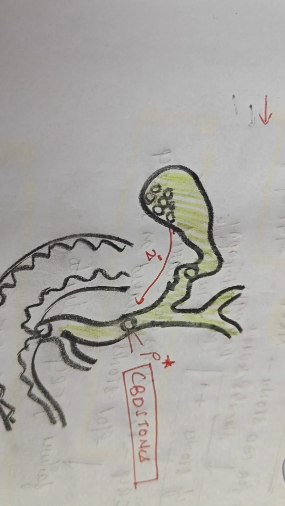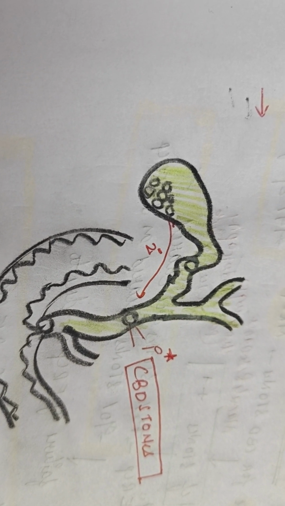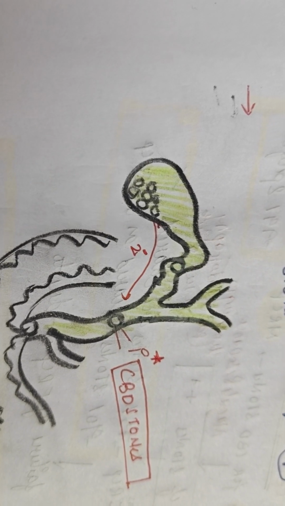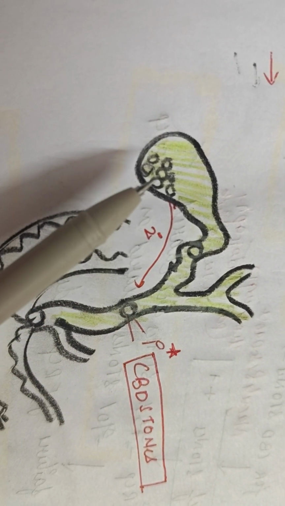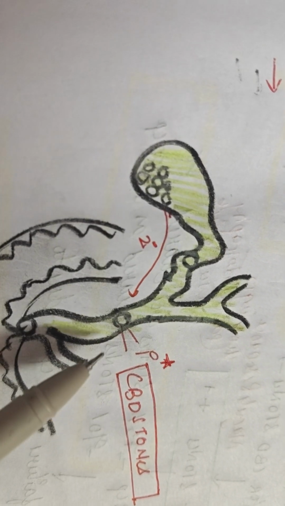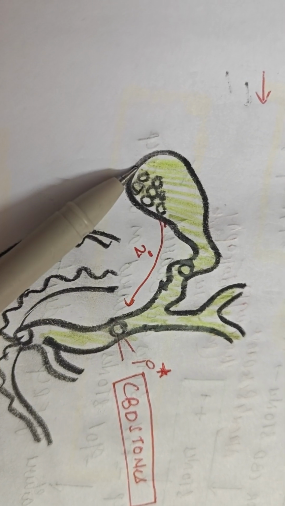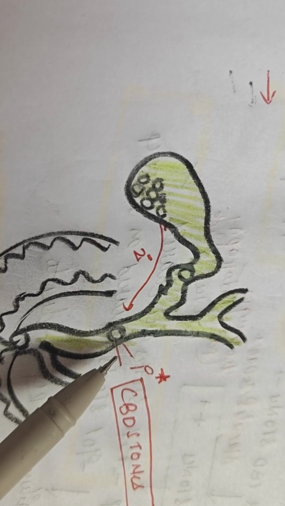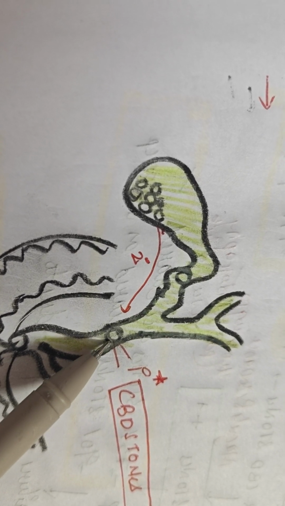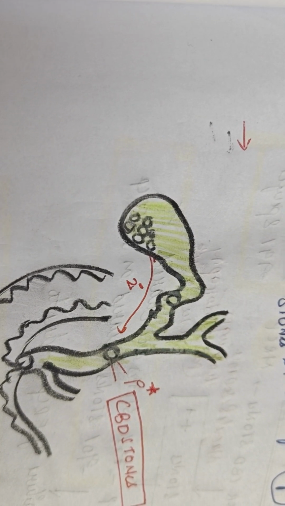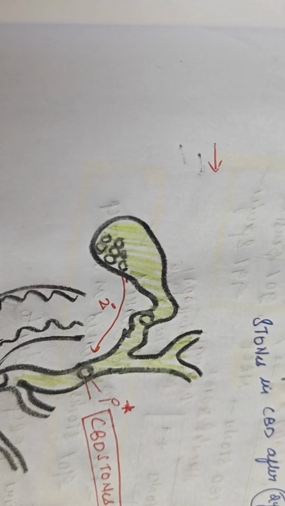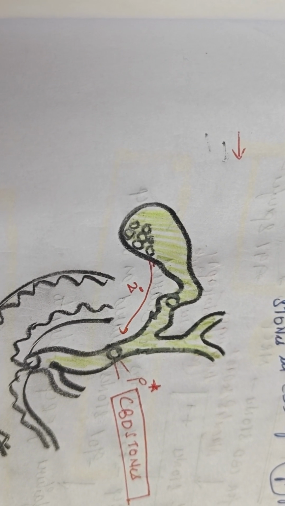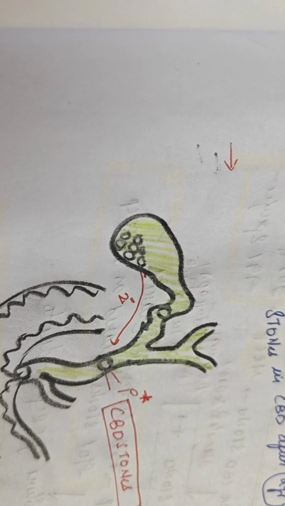Next, you have the secondary common bile duct stone. What do you mean by secondary common bile duct stone? It is a stone that passes from the gallbladder into the common bile duct. That is how the primary common bile duct stones and the secondary common bile duct stones differ.